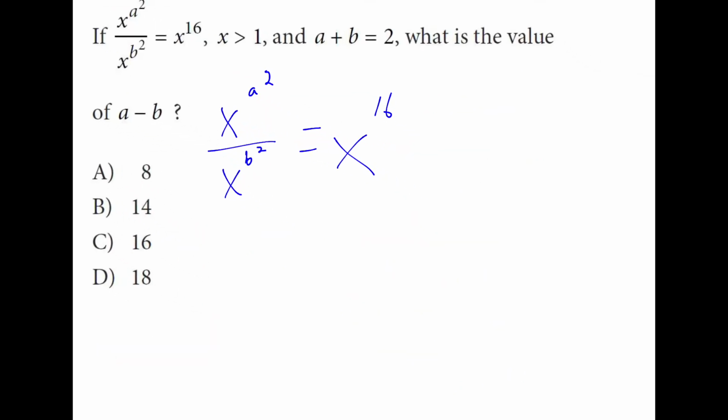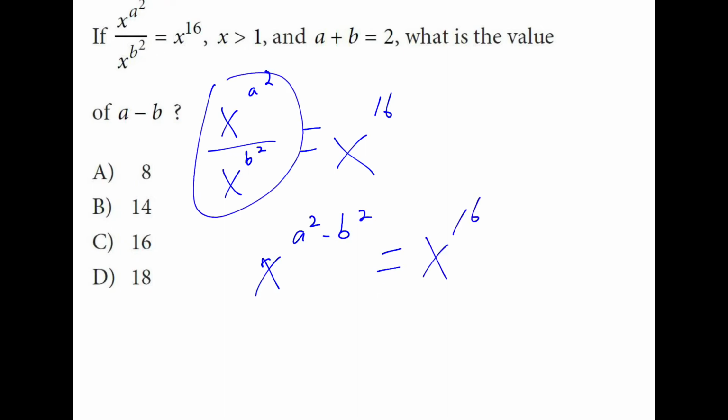The quotient rule suggests that if you have the same base, x to the a squared minus b squared is equal to this same thing. So using that rule, I can identify that a squared minus b squared is equal to 16.